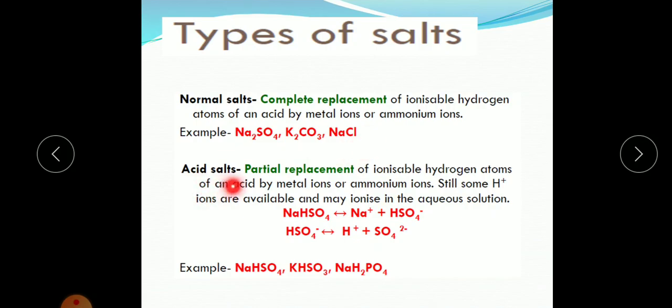Next we have got acid salts, which are formed by partial replacement of ionizable hydrogen atoms of an acid by metal ions or ammonium ions. Still some hydrogen ions are available and may ionize in the aqueous solution. So we have got sodium bisulfate Na+ HSO4-, or we have got HSO4- giving H+ and SO4 2-. So these are the acid salts. Next examples, we have got sodium bisulfate NaHSO4, KHSO3, NaH2PO4. All these are examples of acid salt. They are formed by the partial replacement.